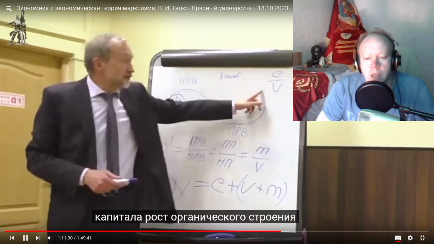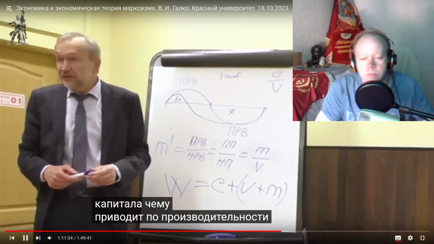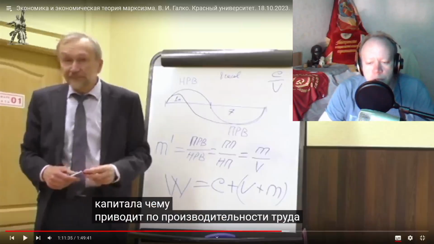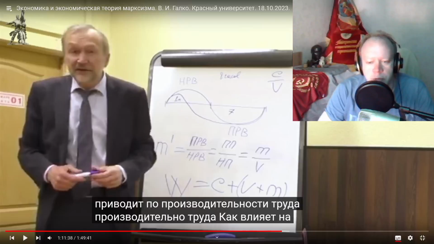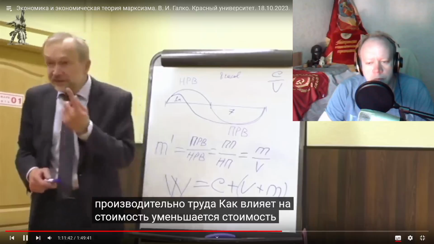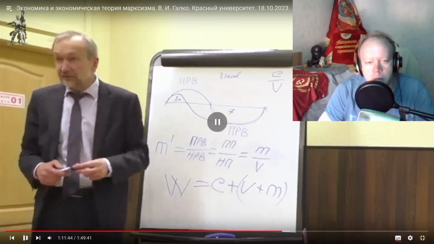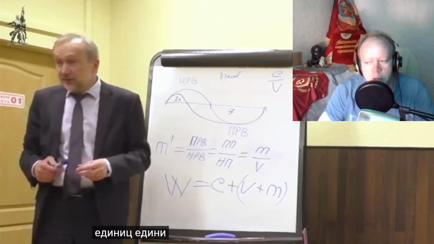Рост органического строения капитала к чему приводит? So increase in organic composition of capital, what does it lead to? Повышение производительности труда. Increase of productivity of labor. How does productivity of labor influence the value? Уменьшается стоимость единицы товара. The cost of a unit of a commodity decreases.